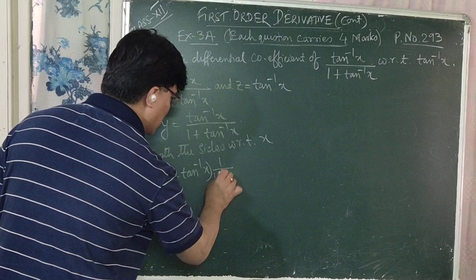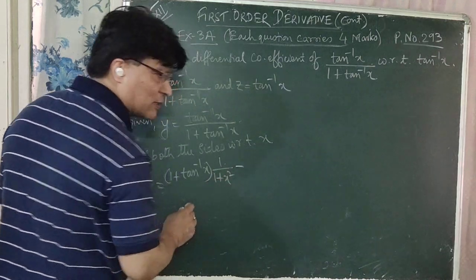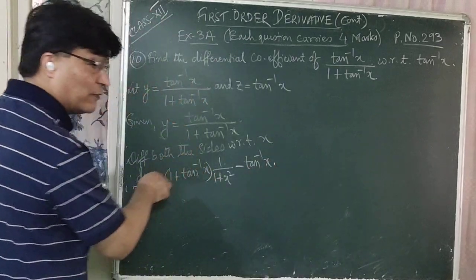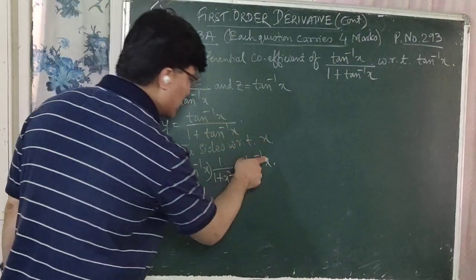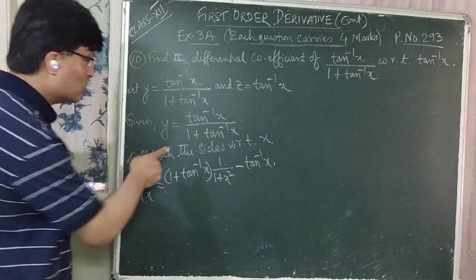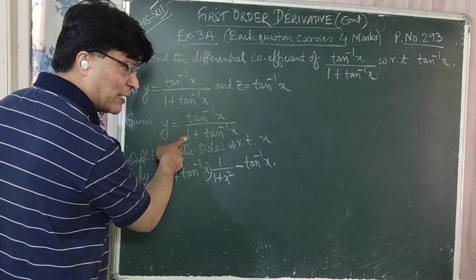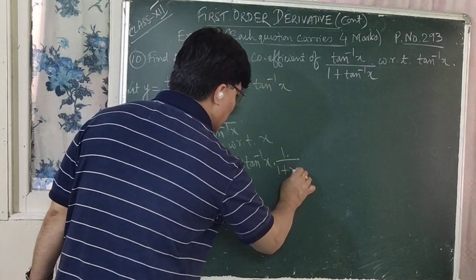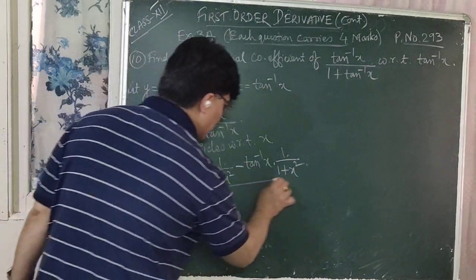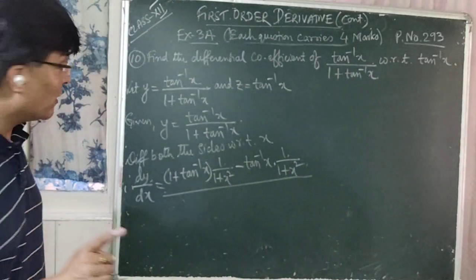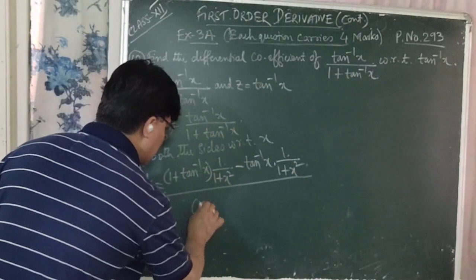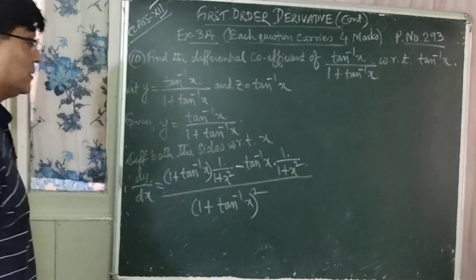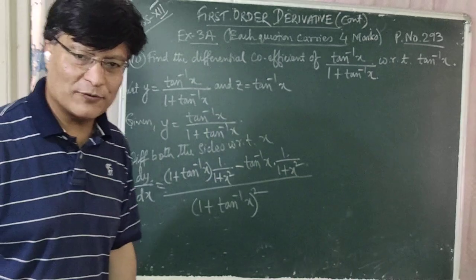It is 1 upon 1 plus x square minus, again numerator is kept same, that is tan inverse x. Now differentiate the denominator and write it in the numerator. Tan inverse x into, what is the differentiation of 1? It is 0, you don't have to write it. Plus, what is the differentiation of tan inverse x? It is 1 upon 1 plus x square. This whole divided by what? That is denominator whole square, that is 1 plus tan inverse x whole square. Is that clear to all of you?